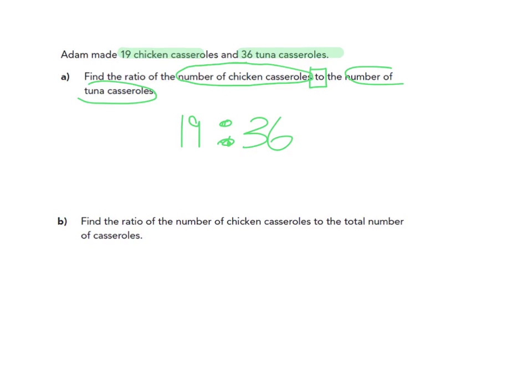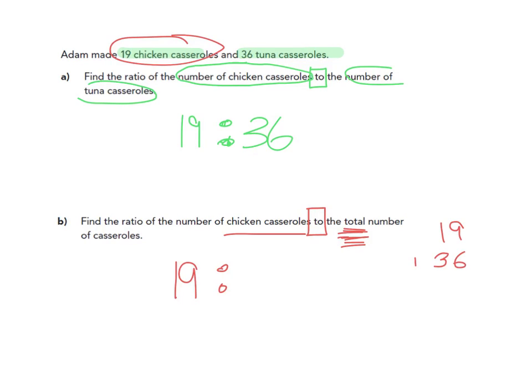If I look at the next one, it says find the number of chicken casseroles to the number of total casseroles. Okay, this is going to require a little bit of math. The first part, I know chicken casseroles is 19. It says it right here at the top. But total casseroles they don't give us. But I know there's 19 chicken and 36 tuna. So the total would be the sum of these. So it's out of 55 total casseroles. That's already in simplest form, so I can't simplify it at all.